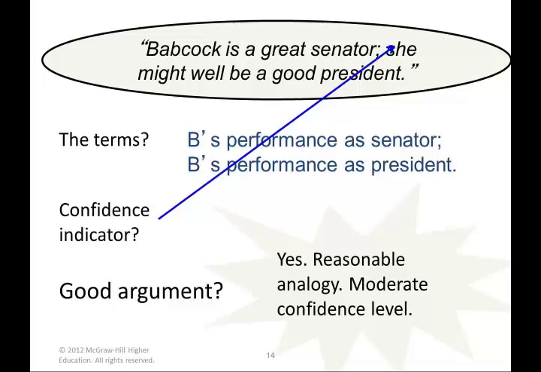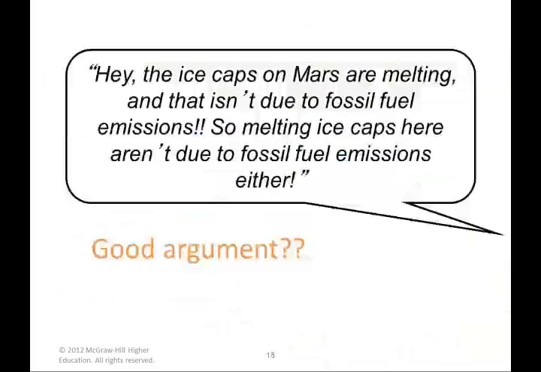So notice we went from great to good. And what is the confidence level here? Well, the confidence level is that she might well be a good president. So they're fairly modestly confident. Is this a good argument? Again, the answer is going to be yes, because the analogy is reasonable from senator to president, and they've got a relatively modest confidence level. Okay. Let's try another one.